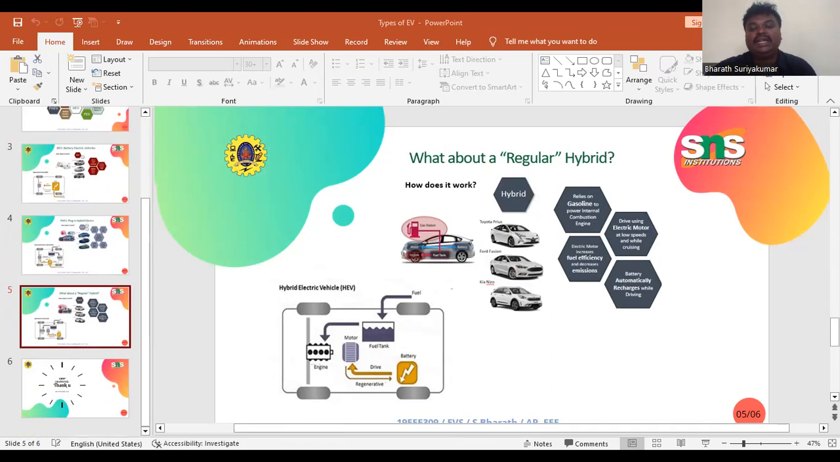HEVs use a battery and an electric motor to provide power at low speeds and during acceleration, while the gas engine takes over at high speeds and when more power is needed. The battery in an HEV is charged through regenerative braking, which converts the kinetic energy generated during braking into electrical energy that is stored in the battery. What are the various advantages? Increased fuel efficiency, reduced emissions, quiet operation, longer range, and lower maintenance costs. Some disadvantages include higher upfront cost, limited electric-only range, and regenerative braking.